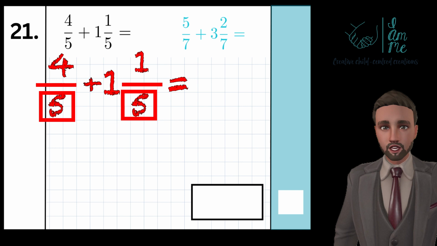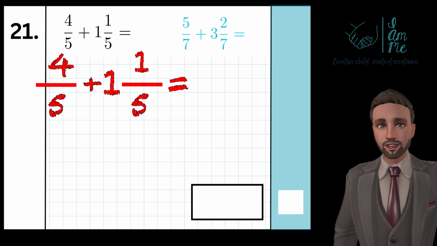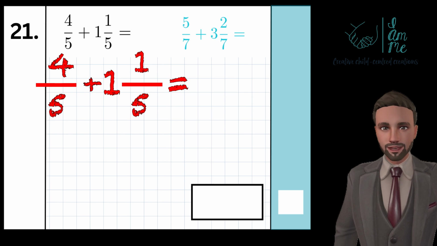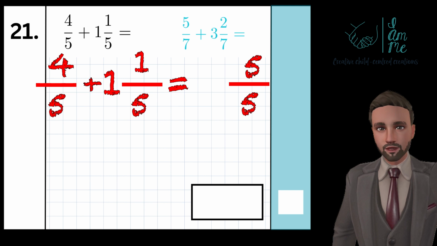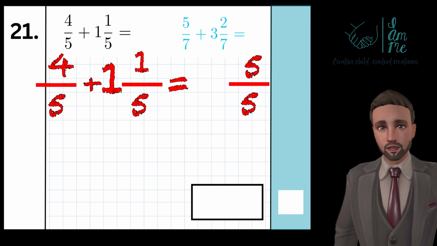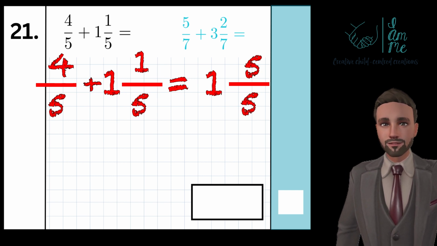The whole won't change. Once both denominators are the same, you will need to add the fractions, ignoring the whole for now. In this case, 4/5 add 1/5, making 5/5. Then you can add the wholes. As there is only one whole here, the answer will be simply 1. Put both answers together, making 1 whole and 5/5.